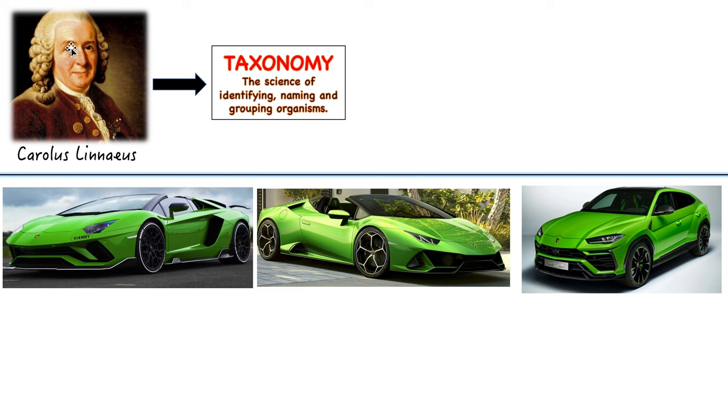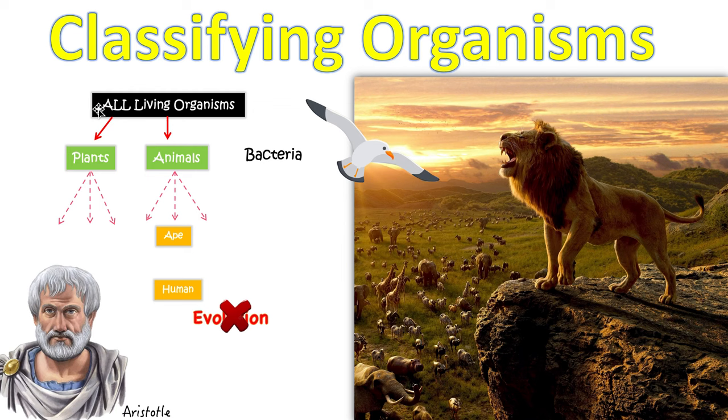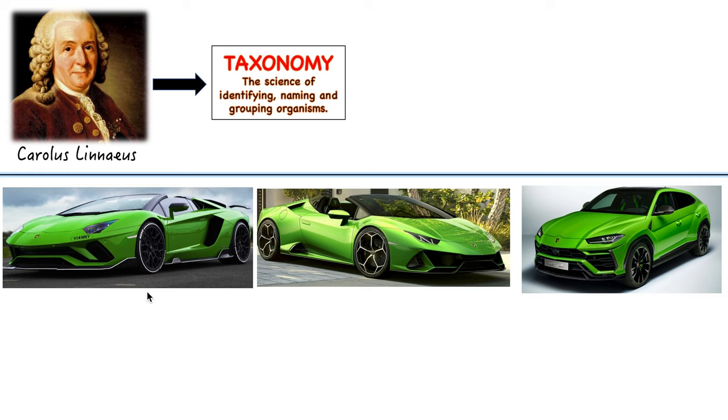This is another guy, so he came after Aristotle, right? He had more knowledge, and he started the idea of taxonomy. Taxonomy is the science of identifying, naming, and grouping organisms. Pretty much what I just talked about. It's a fancy way of saying what we just talked about. So he started this whole idea of naming, and so you call him a taxonomist. A taxonomist does taxonomy.